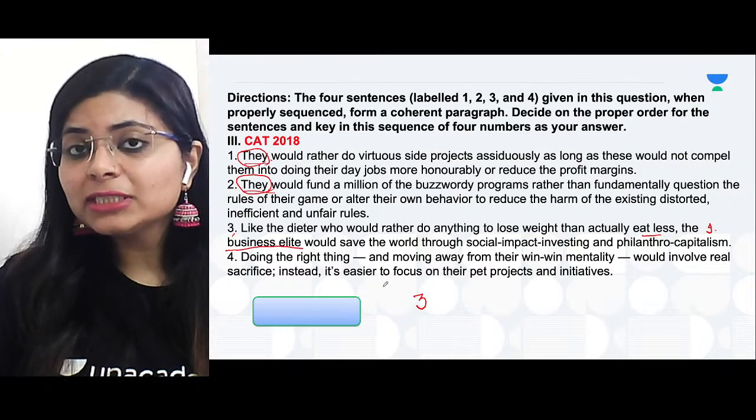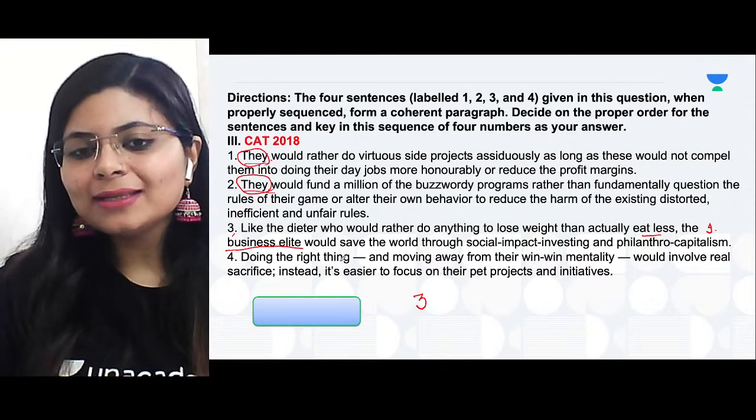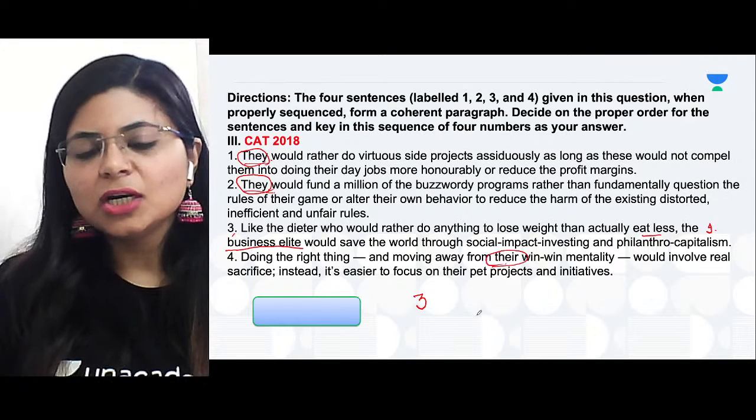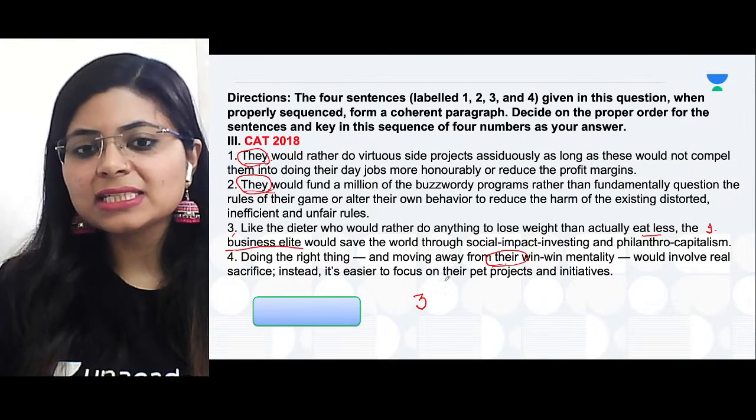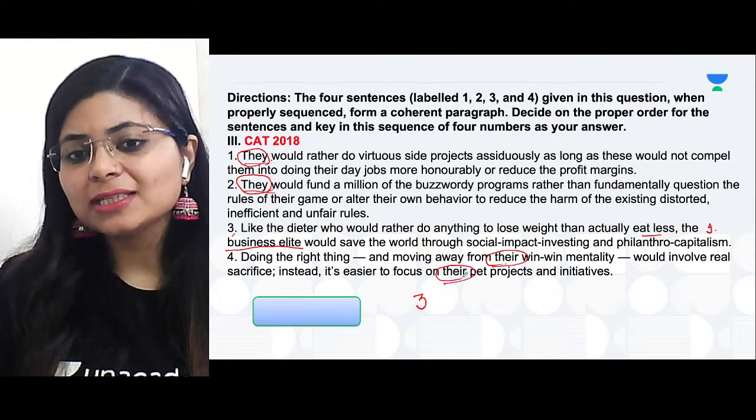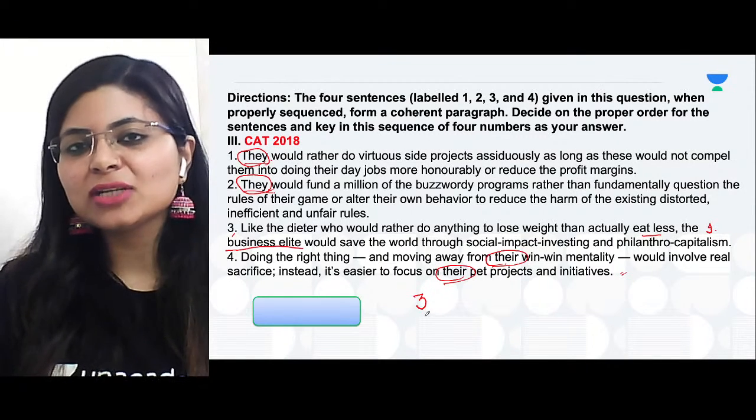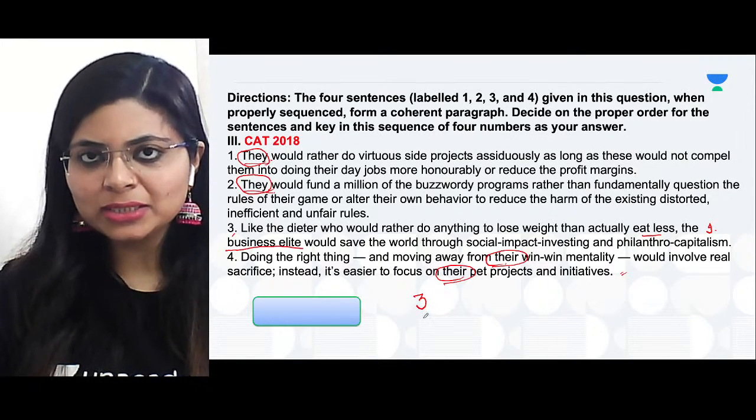Okay. Now, a lot of you have written four. I'll clarify this. Doing the right thing and moving away from their win-win mentality. Now, who's their? Would involve real sacrifice. Instead, it's easier to focus on their pet projects and initiatives. How is this the intro then? You're talking about business elite. We'll place three as the first one. I hope you understood your error.